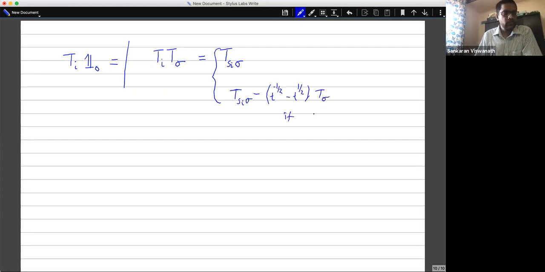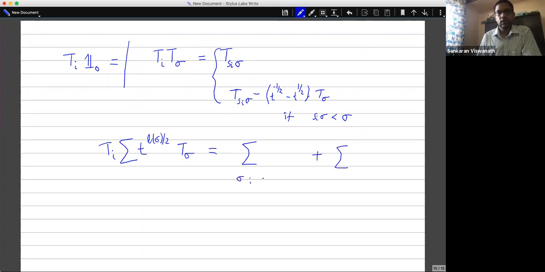So if the length decreases, what you have to do is really use this. I will leave this maybe as a tutorial exercise. All you have to do is ask, if I take Ti and multiply it by this element, how does this expand? You'll have to split it into two pieces: those sigmas for which s_i sigma has length more than sigma, and those sigmas for which the length is smaller. So split into two pieces and you just work it out.